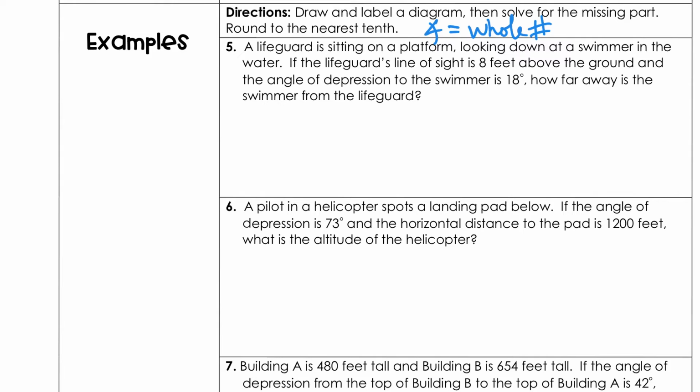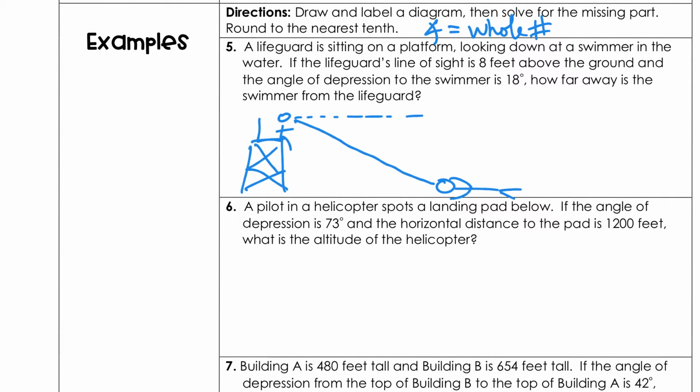So, number 5. A lifeguard is sitting on a platform looking down at a swimmer in the water. So once again, we've got the platform up here. We can draw that illustration if we'd like. So he's there in the chair looking down with his line of sight at a swimmer. So he's out in the water. That is a right triangle that is drawn. Sorry about the noise.